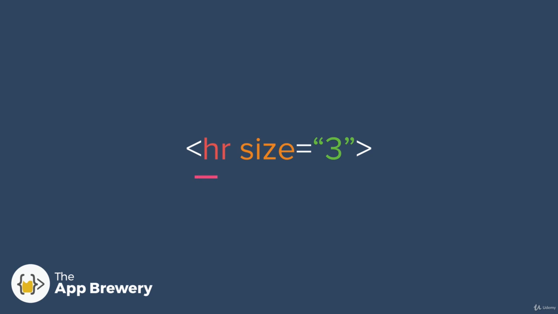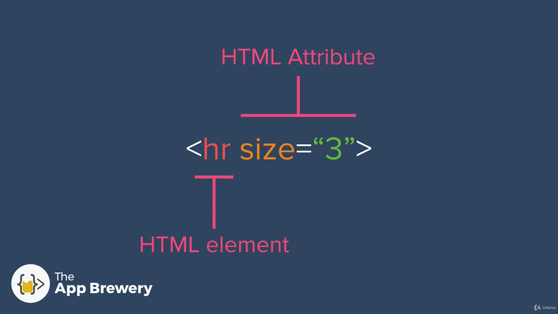Now we know that the first part of the tag is the HTML element, and it's BR or HR, whatever it is that you want to use. Now, the second part inside the angle bracket, or inside our tag, is new. And this is called an HTML attribute. It basically gives more information to the browser to specify modifications to that HTML element. So in this case, we're saying that we want a horizontal rule, but we want it in size 3. Now, what does size 3 mean?